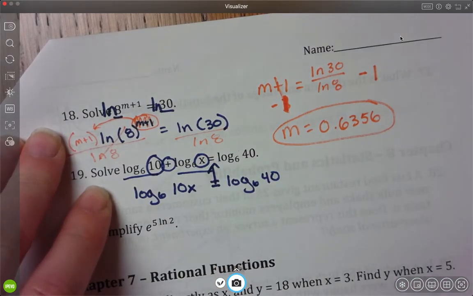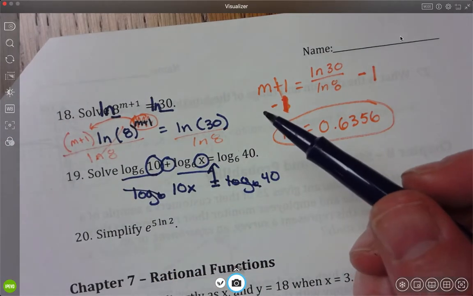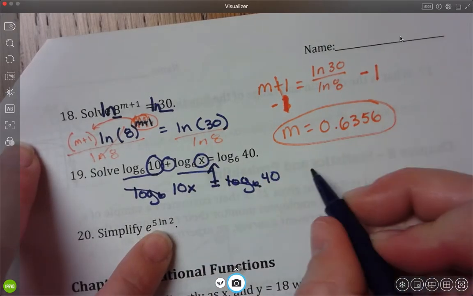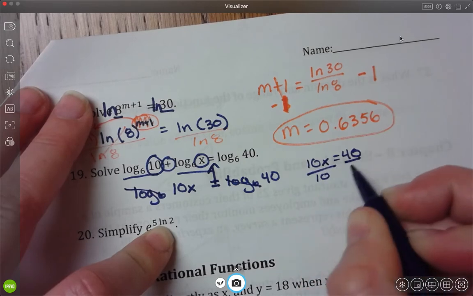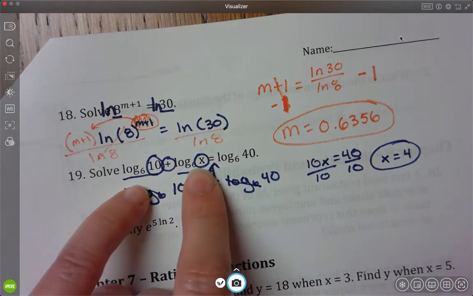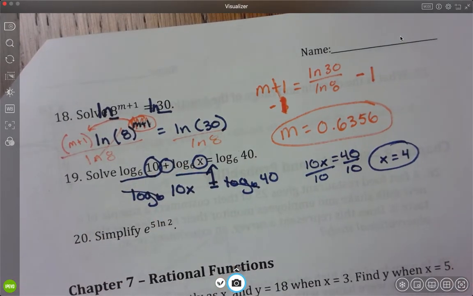And now, since there's a log on both sides, those 2 can cancel out, kind of like the 3's canceled out in number 15. Since there was a 3 on both sides, they canceled. So then I will just have 10x equals 40, okay? Dividing by 10, I just have x equals 4, okay? But the real key there was putting those 2 logs together by adding, and add actually means multiply. So you have to do that first before you cross anything out, okay?